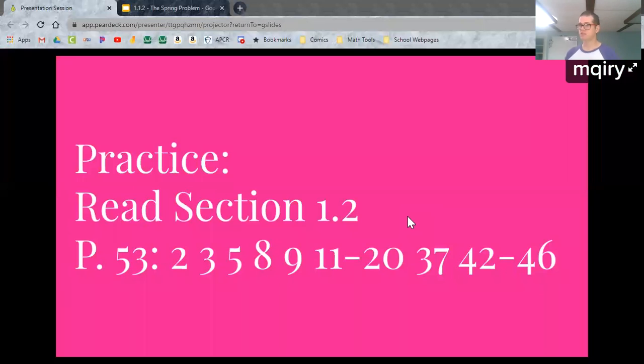Okay, to wrap it up, and hopefully have a little time to do some other things, here's your practice. Read section 1.2, and there are the problems: 2, 3, 5, 8, 9, 11 through 20, 37, and 42 through 46. All right, these aren't due by the next day of class. We're going to spend another day working on some 1.1.2 stuff. But you should start working. You should get going on it today.